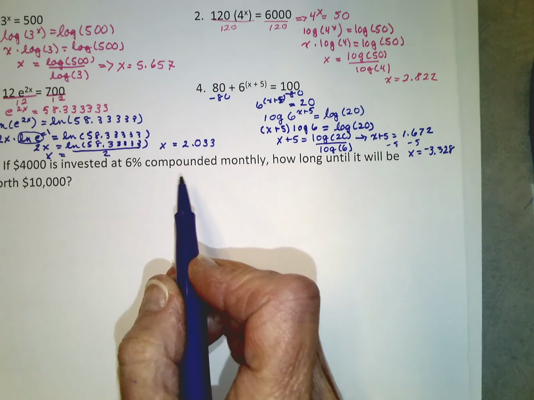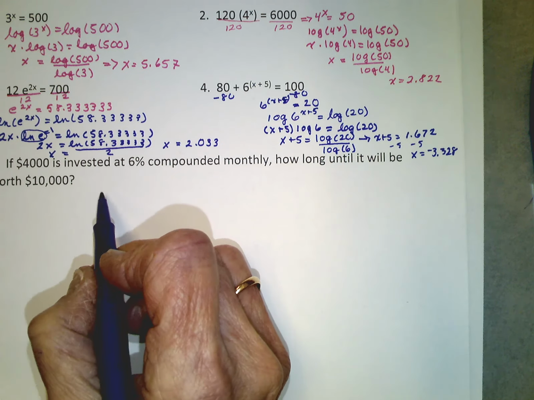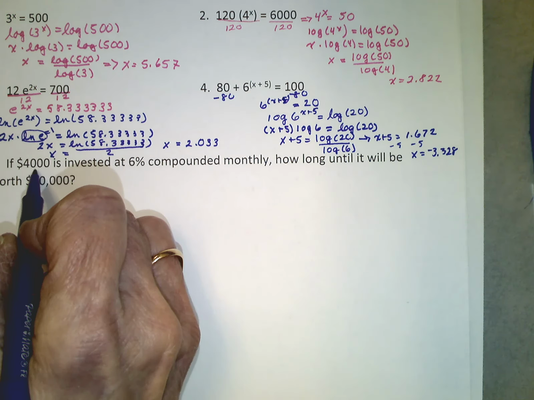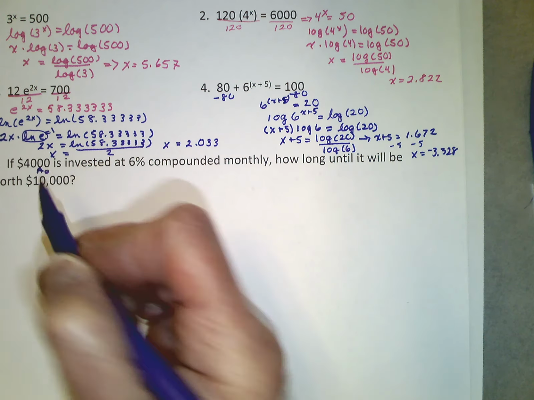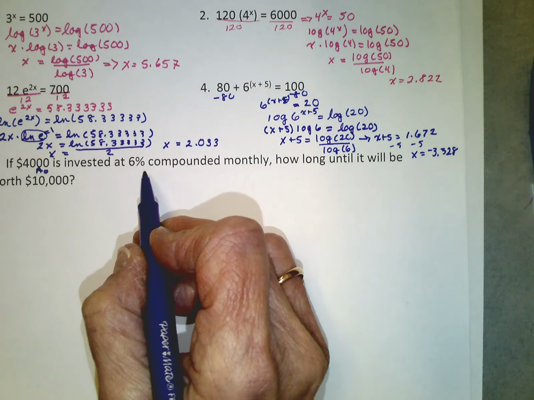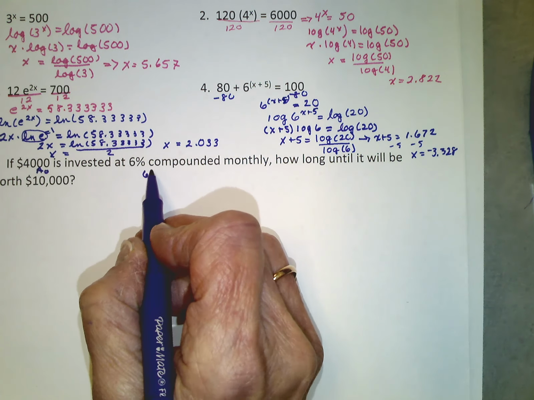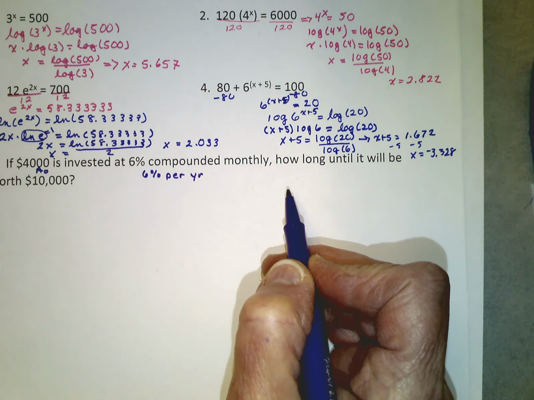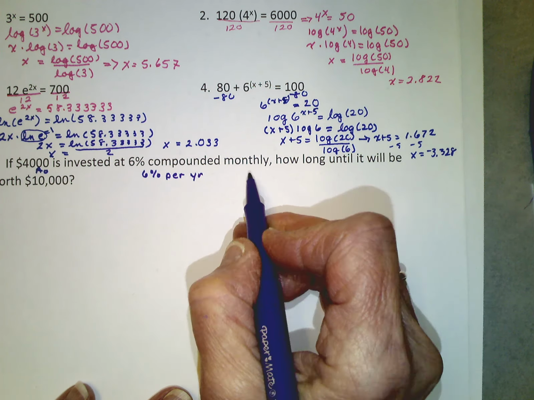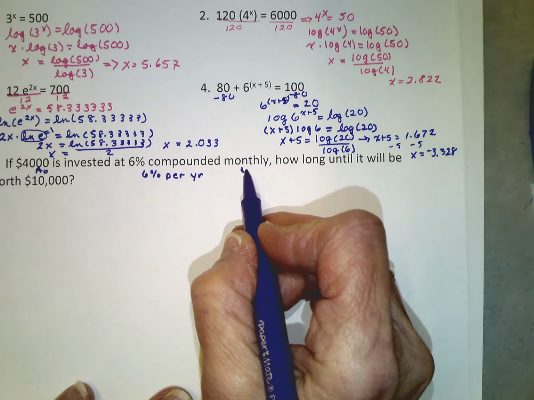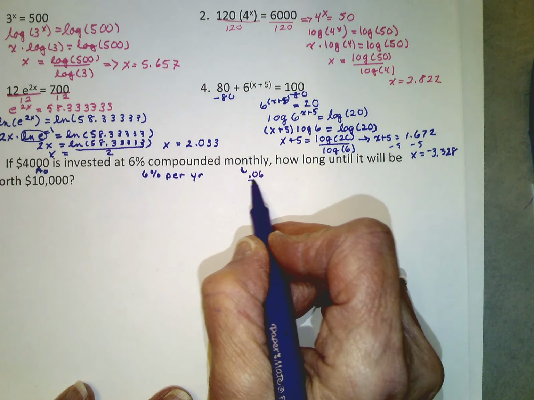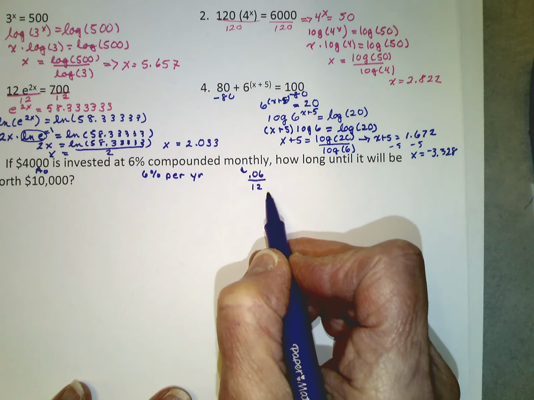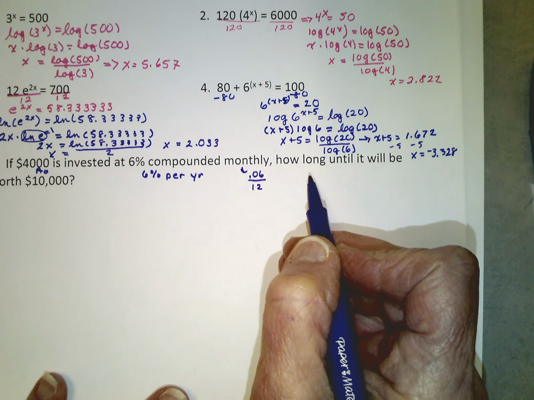This is one of those compound interest problems where the money grows. So we have 4,000 is invested. That's our initial investment, or the principal. 6% is the yearly rate, but it's being compounded monthly, so we're going to have to take care of splitting that 6% up 12 ways. We'll get a part of it every month. By the end of the year, we'll have all of it.